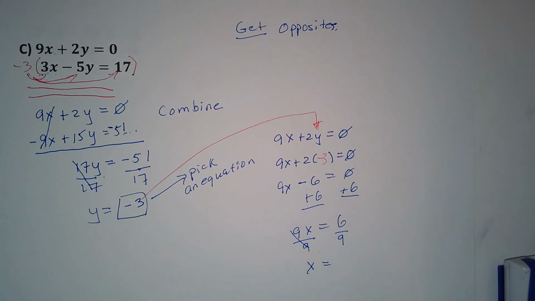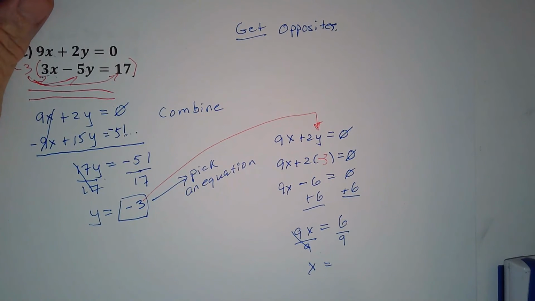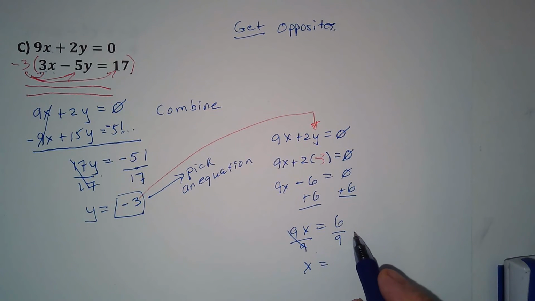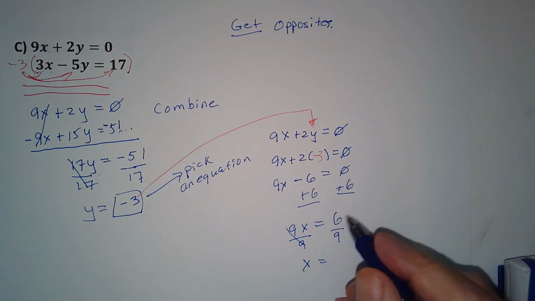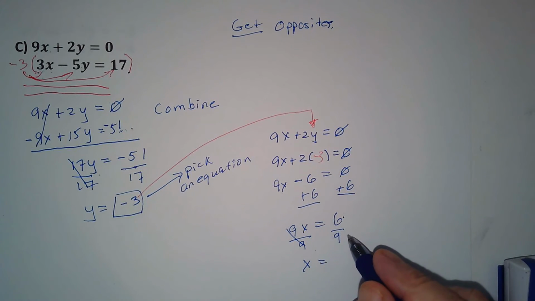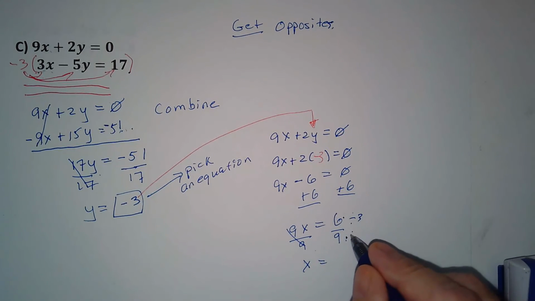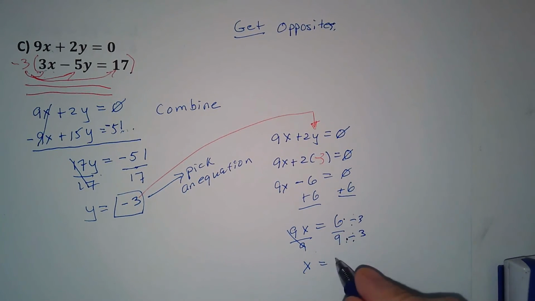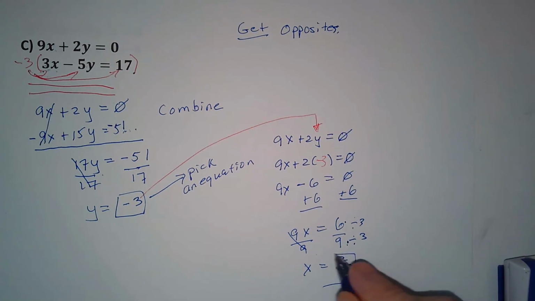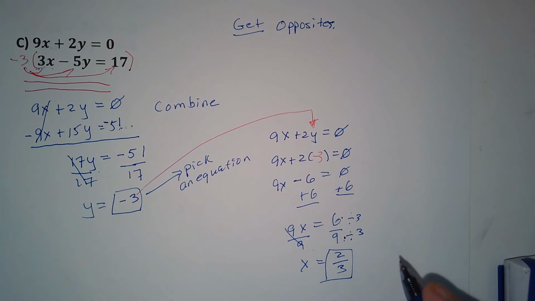Now 6 over 9, if you look at that, I think what you probably do is reduce it. See, this is 2 times 3 is 6. This is 3 times 3 is 9. So you could divide by 3 with both of these. So I'm going to divide by 3 here and divide by 3 here. 6 divided by 3 is 2. 9 divided by 3 is 3. So I get an answer of 2/3. Okay?